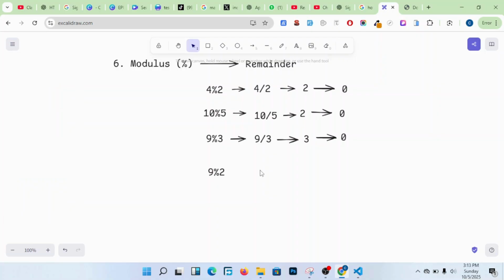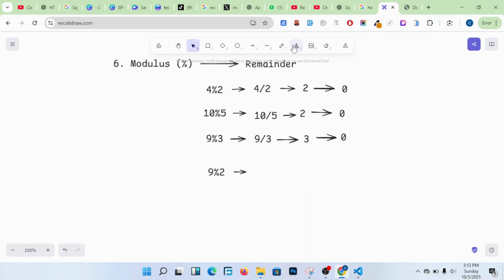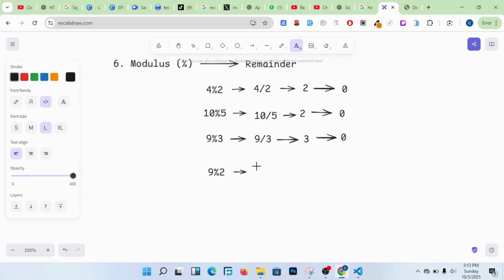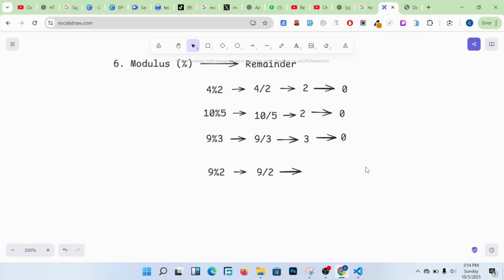Automatically, you know that there is something that is not going to go right. 9 divided by 2, what are you going to get at the end of the day? You're going to get something that is weird. I can even come and test it here. Of course, as you know, it's not going to be direct.